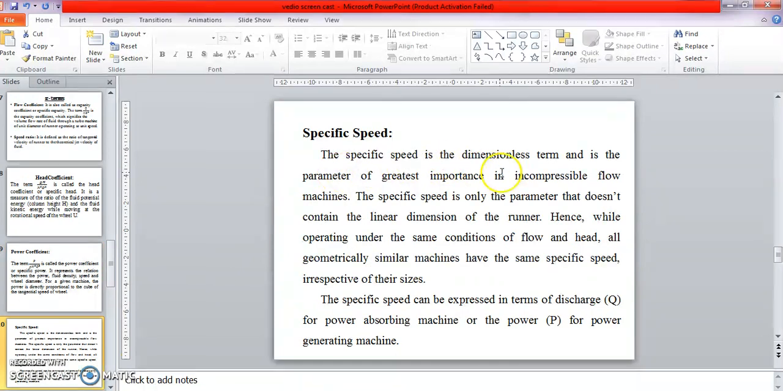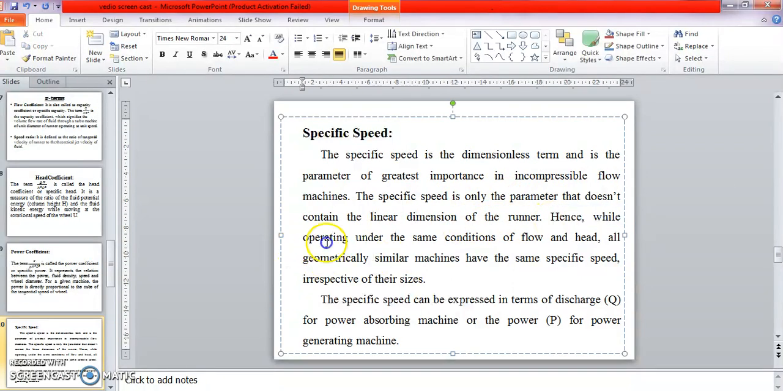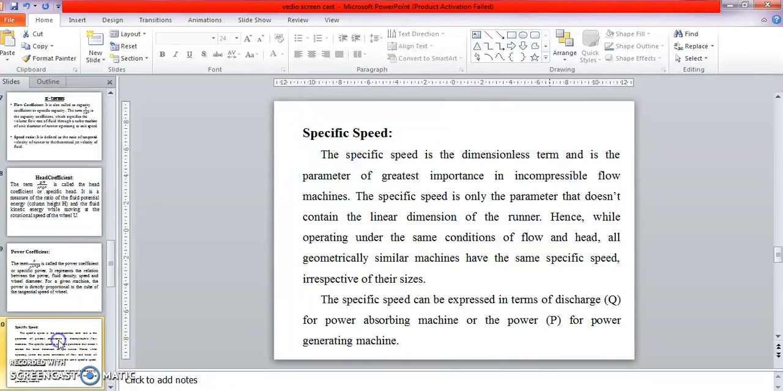The specific speed is the dimensionless term and is the parameter of greatest importance in any compressible flow machine. The specific speed is the only parameter that doesn't contain linear dimensions of the runner. Hence, while operating under the same conditions of flow and head, all geometrically similar machines have the same specific speed, irrespective of their sizes. The specific speed can be expressed in terms of discharge Q for power absorbing machines and power P for the power generating machines.